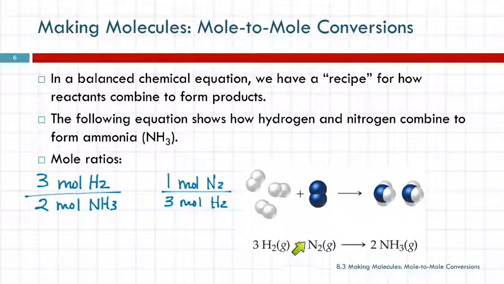In front of nitrogen is an understood 1. In front of hydrogen is a 3. Okay? So we have these conversion factors hiding in the balanced chemical equation. Everybody okay with that?